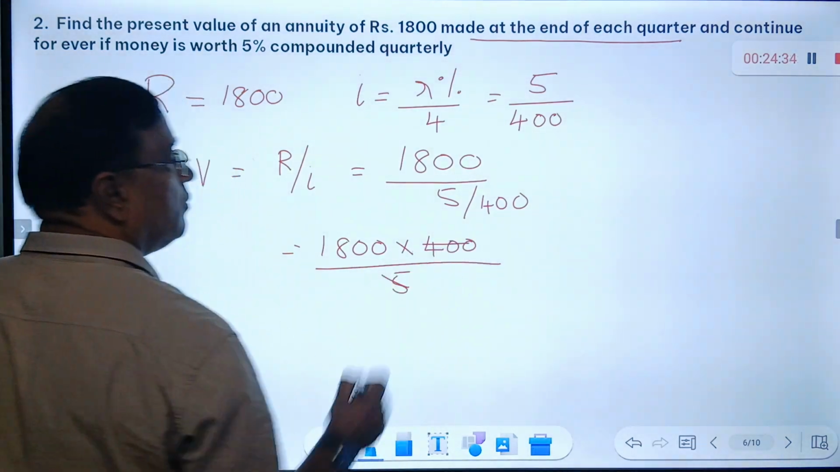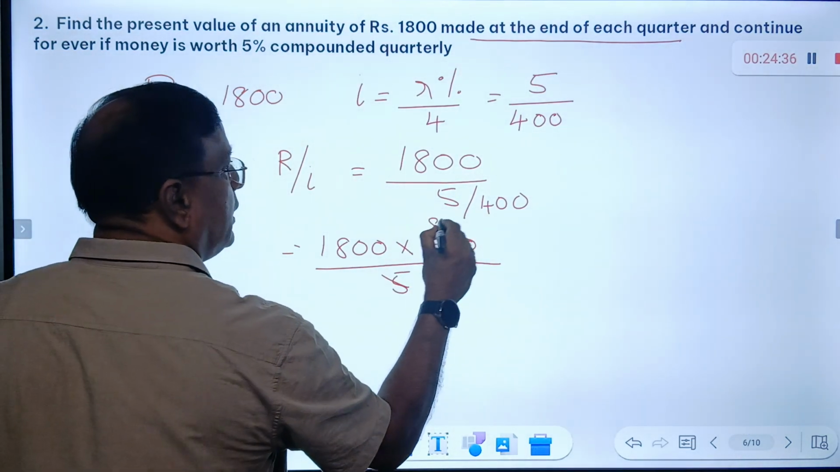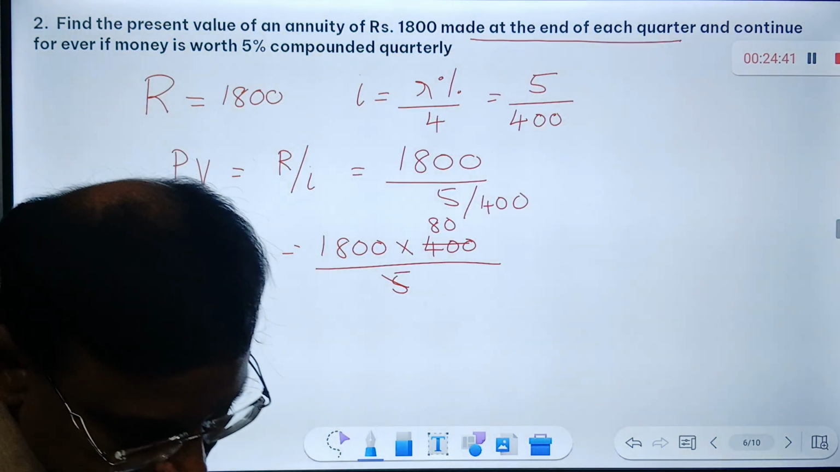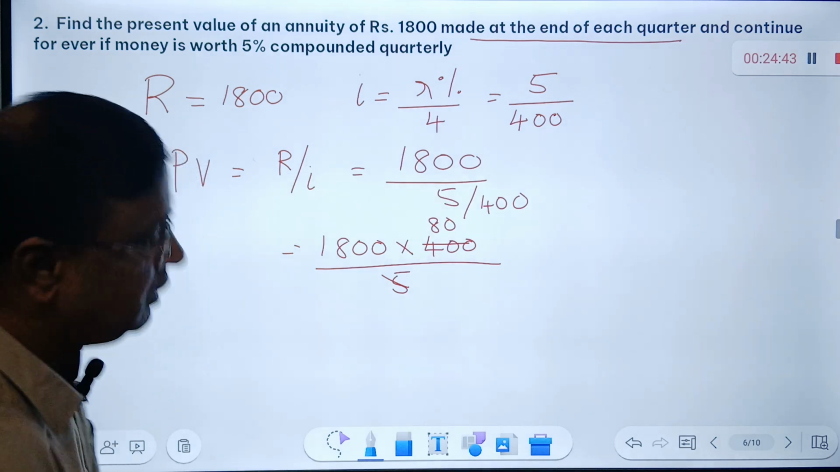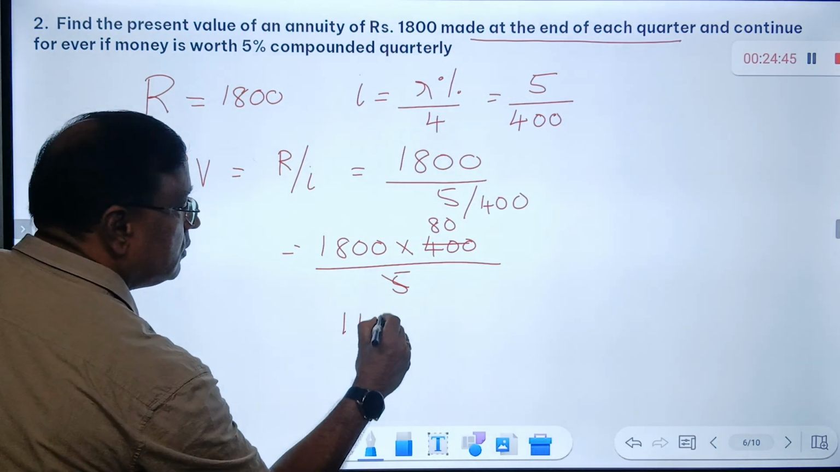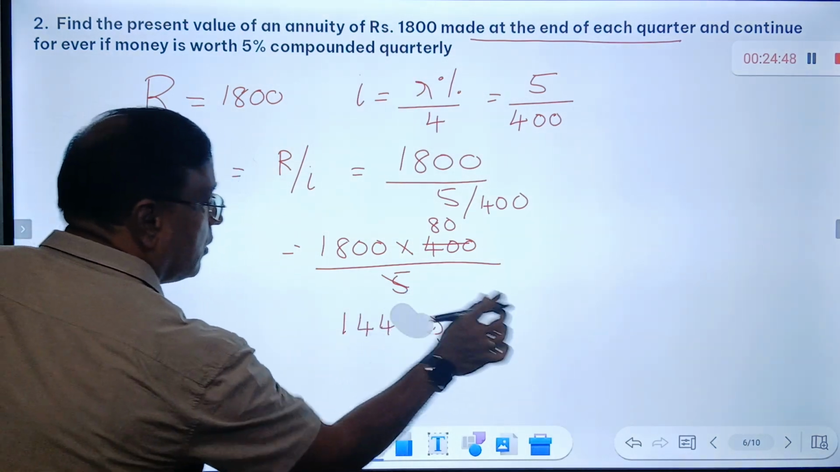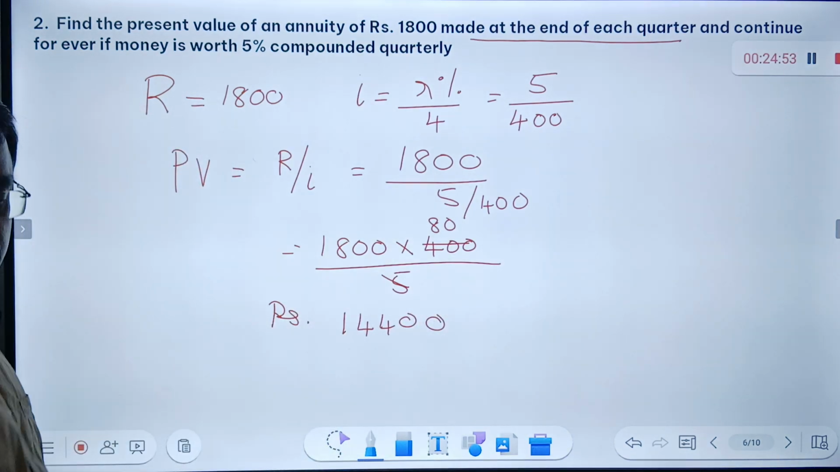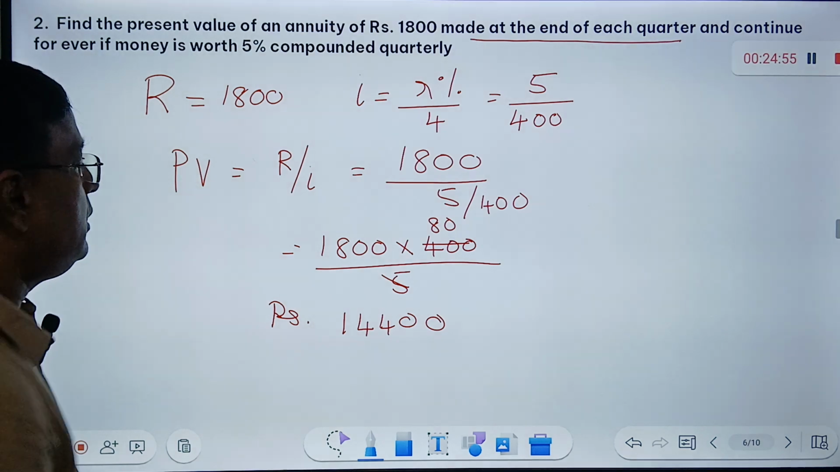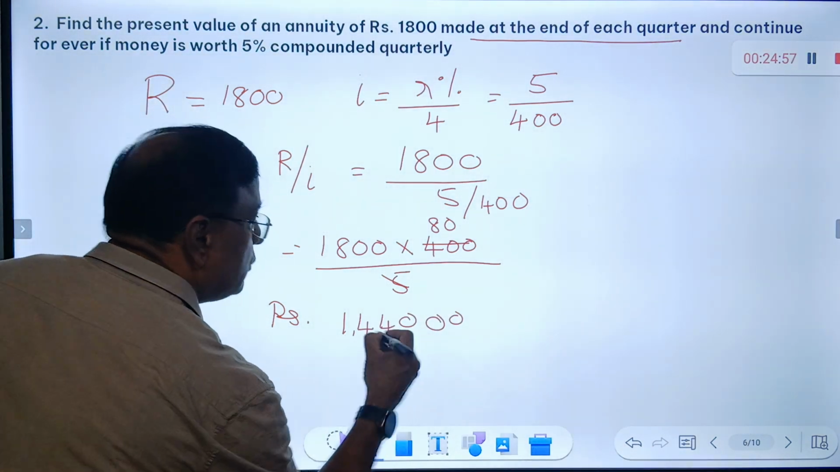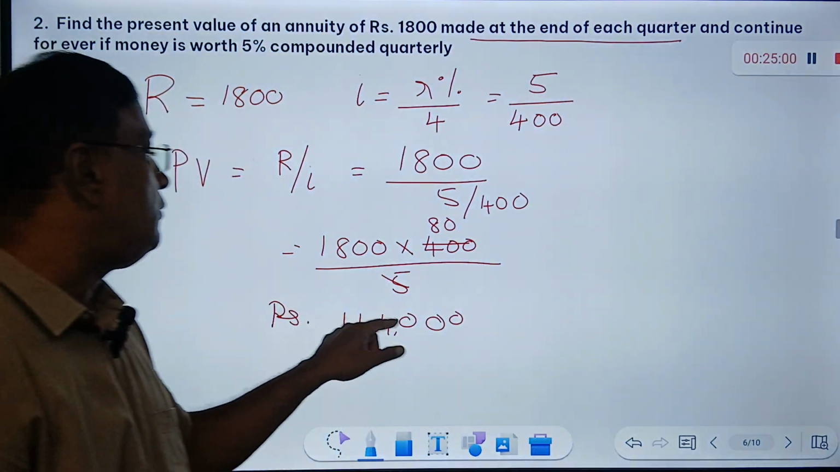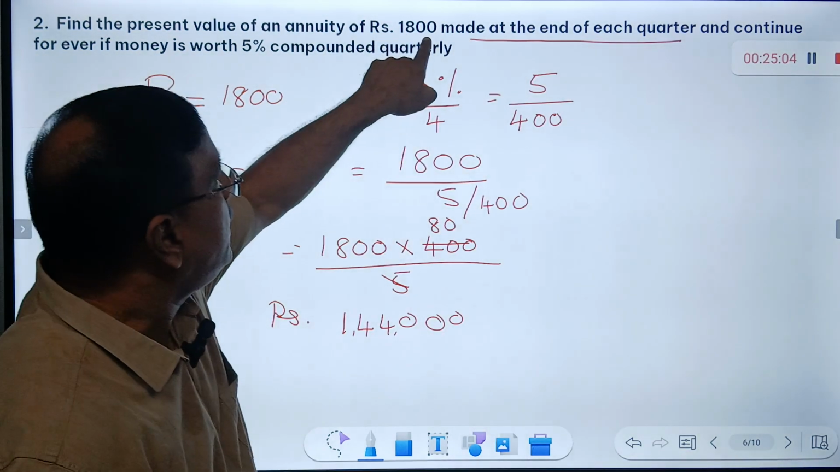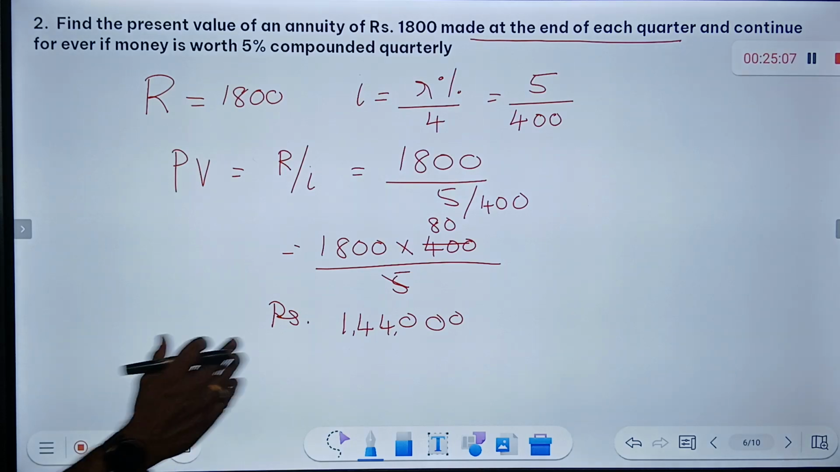5 will go 80 times, right? Now what is 80 into 1,800? If you do the calculation, it will be 1,44,000. I have already calculated and kept it, because otherwise time will be wasted. So it will be 1,44,000. This is the present value of what? Present value of 1,800 that is made periodically at the end of each period.